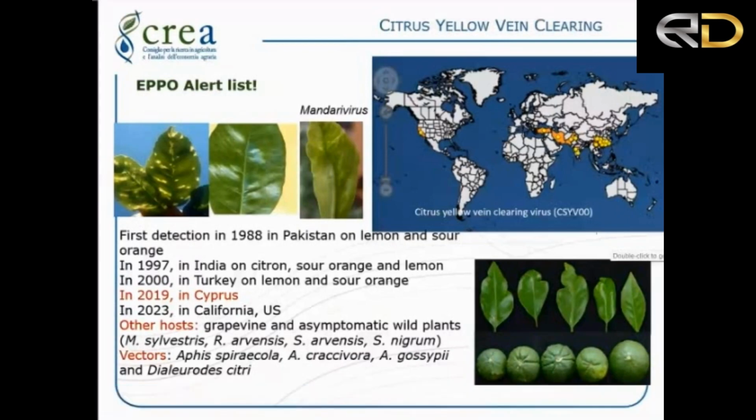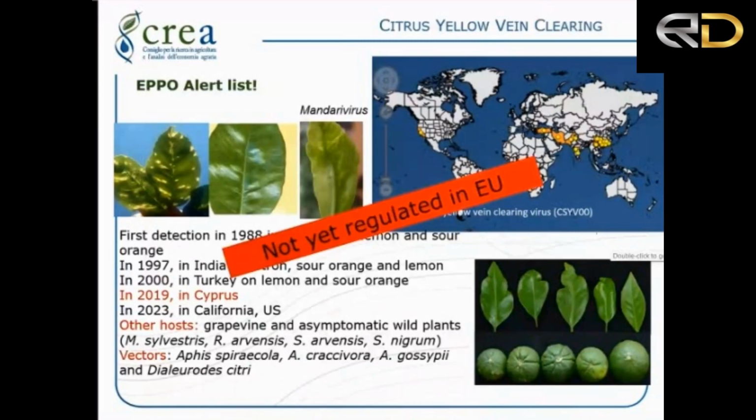It moves through various vectors already present in the territory, like different species of aphids and also Aleurothrixus or Aleyrodes citri. So this fact increases the concern about this virus, also because in Europe, unfortunately, this virus is not yet regulated. So at the moment, there is no control for this virus.